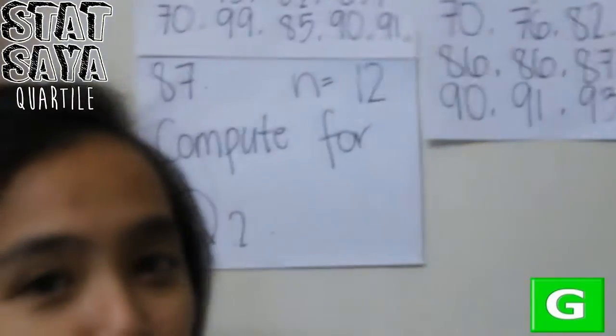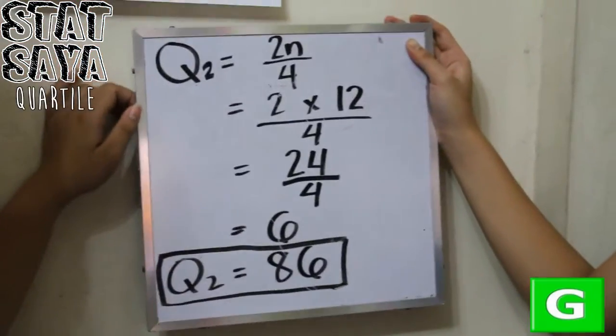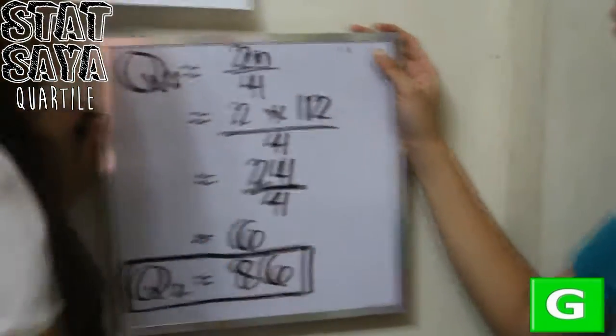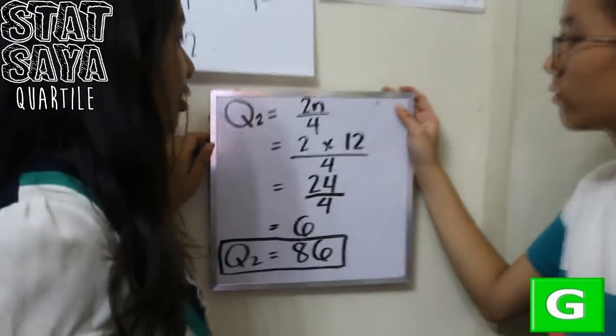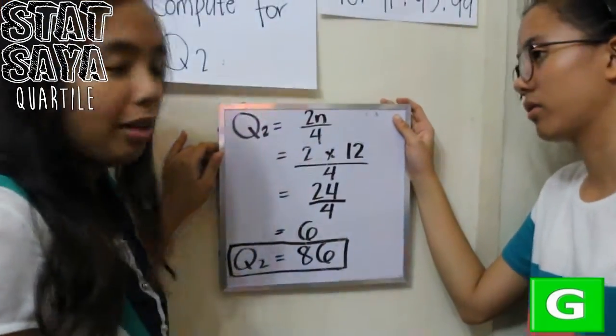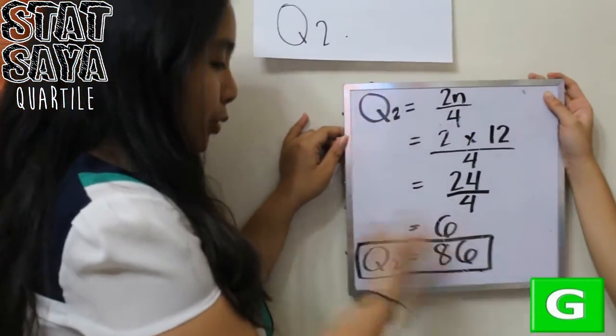And now, let's compute for Q sub 2. Q sub 2 is equals to 2n over 4. Substitute 12 to n and multiply it by 2. And after you multiply it, divide it by 4. 2 times 12 is equals to 24. Divided by 4 is equals to 6.